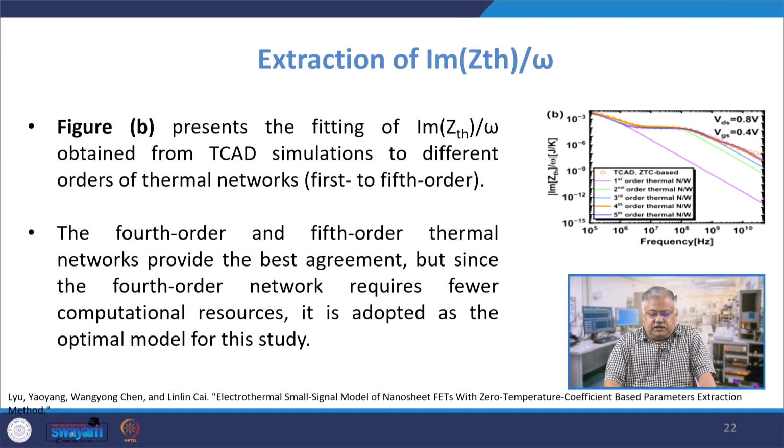Similarly, if you see the imaginary part of ZTH by omega with respect to frequency, this is for the first order thermal network, this is for the second order, third order, fourth and fifth order thermal network, and this is the TCAD variation of the thermal network. The fourth and fifth order thermal networks provide the best agreement, but since the fourth order network requires fewer computational resources, it is adopted as the optimal model for the study given by the authors, right? Fourth order optimal study variation comes into the picture.